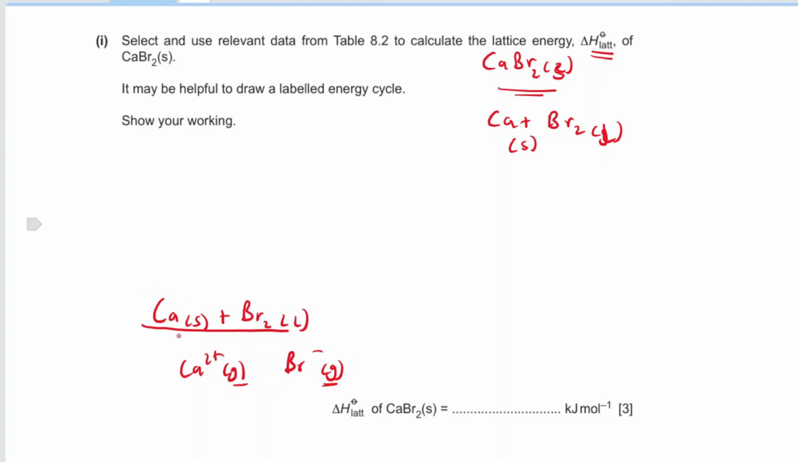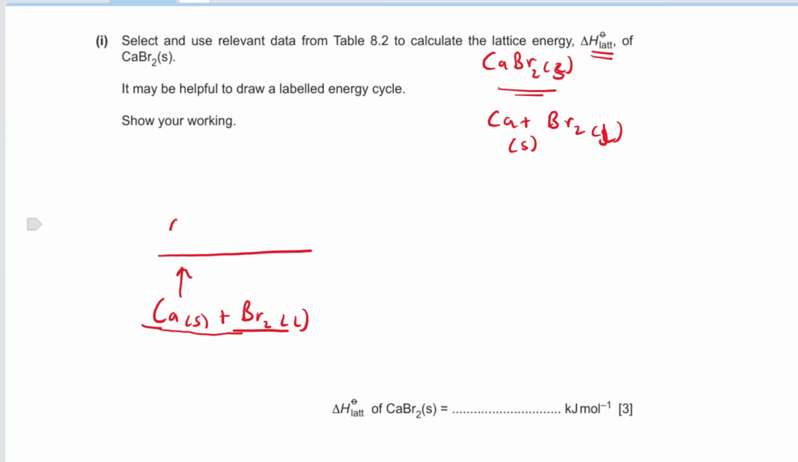So again, we have to convert this to this. So the solid has to become a gas, and it has to lose 2 electrons. And to do that, we will do it step by step. We will start by atomizing the calcium. So, for example, here we can start like this.